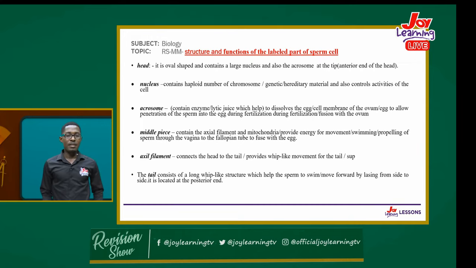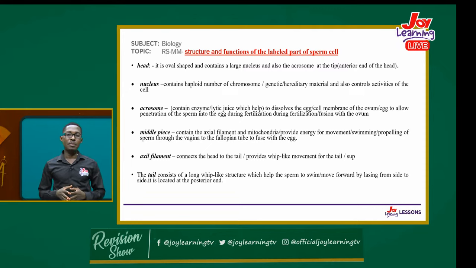Now let's look at the functions of the parts. We saw the head, and the head contains the nucleus. What is the function of the nucleus? It contains the chromosomes, at this stage the haploid chromosomes. And every nucleus also controls the activity of a cell. Then the acrosome: the tip, or anterior part, of the sperm that we saw labeled acrosome contains lytic enzymes, which have the ability to dissolve the membrane to allow only the one sperm that dissolves its way in to enter, and the rest to stay behind.